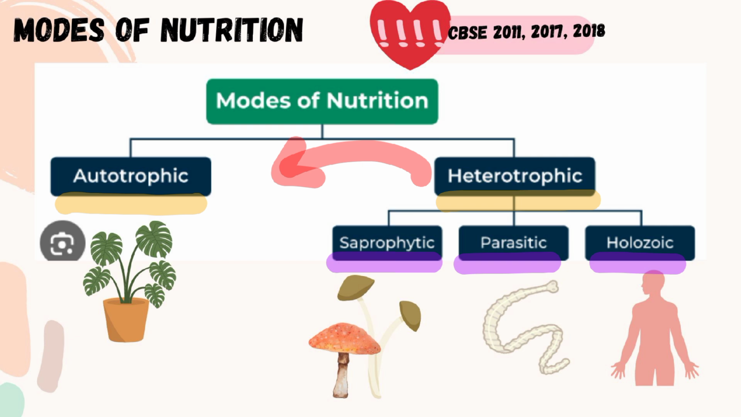Once again, for autotrophic we have green plants and bacteria. For saprophytic we have bread mold, slime mold, fungus, and mushrooms. In parasitic we have ticks, leeches, and lice, and in holozoic we have humans and other animals. This is a very important question which was asked multiple times, in 2017, 2018, and 2011. So do be careful with the definitions.